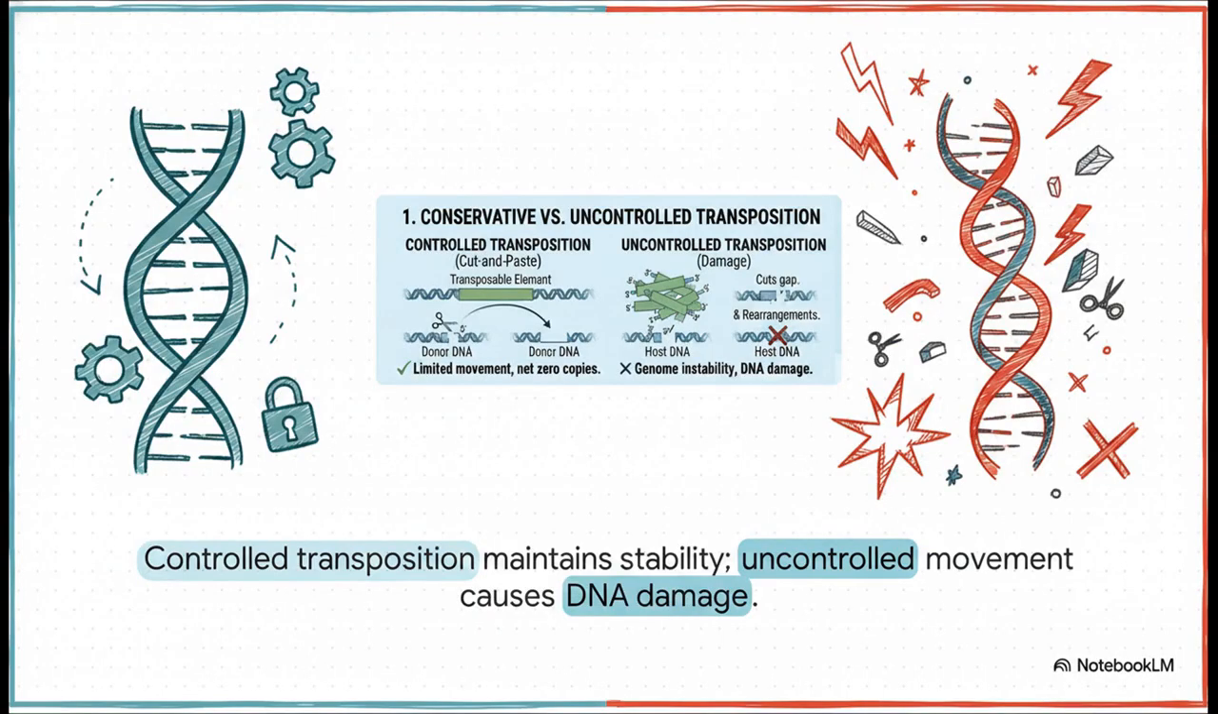This slide really shows you what's at stake here. On the left, you've got controlled movement, everything's stable. But on the right, uncontrolled transposition leads to breaks, rearrangements, and a super unstable genome. That's bad news. So our cells have evolved some very, very clever ways to keep a lid on all this.